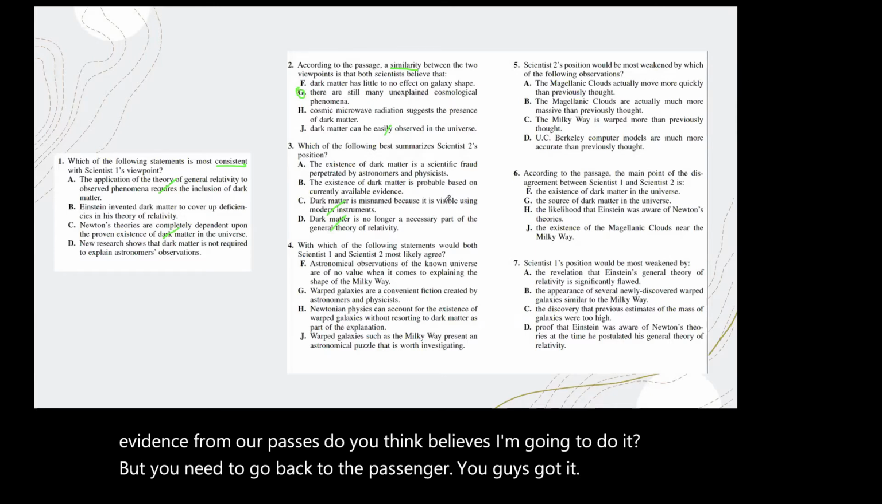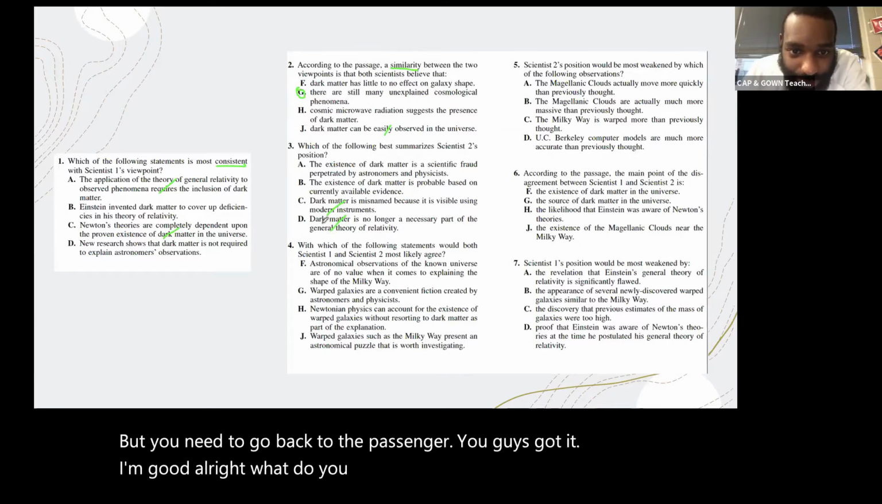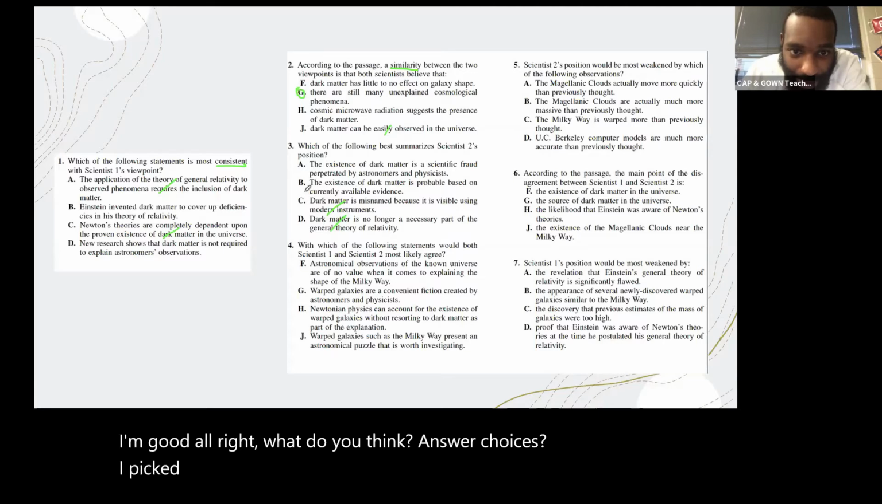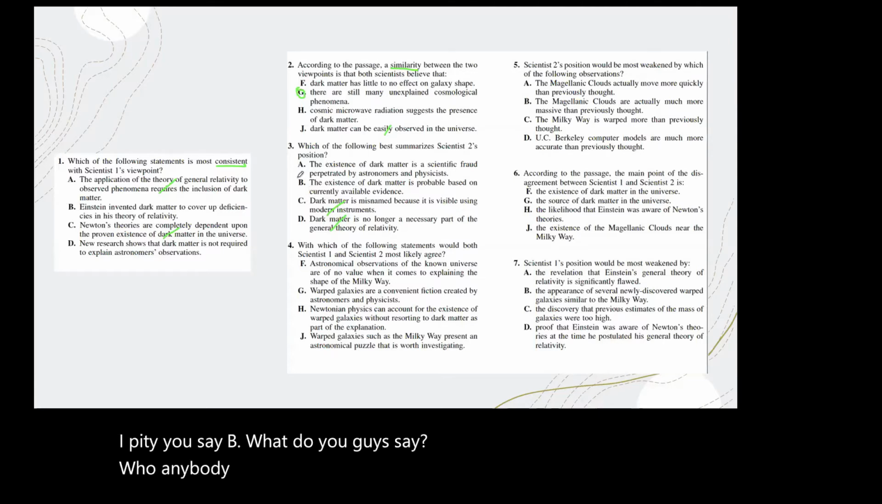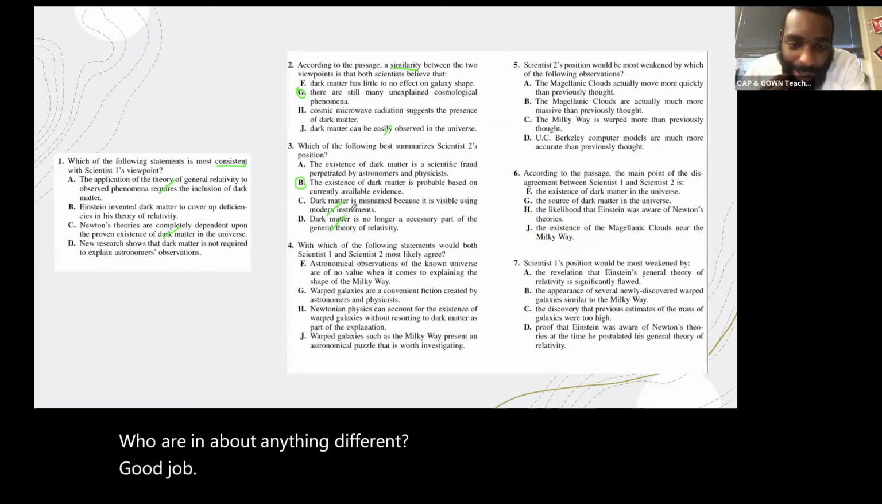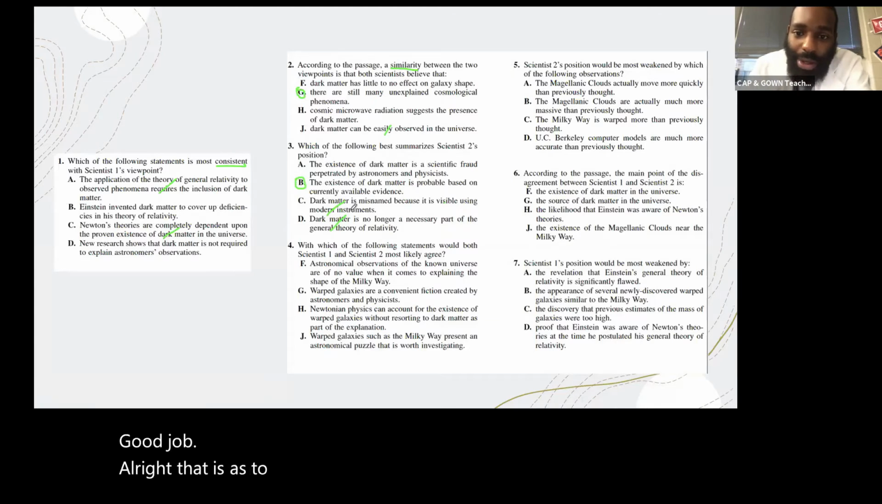I'm good. All right, what do you think your answer choice is? I picked B. You say B? Yes. All right, what do you guys say? Anybody say anything different? Good job. All right, that is our answer choice: the existence of dark matter is probable based on the current available evidence.